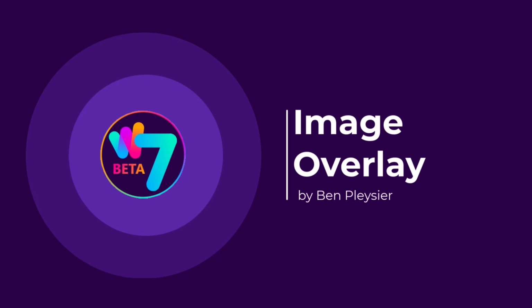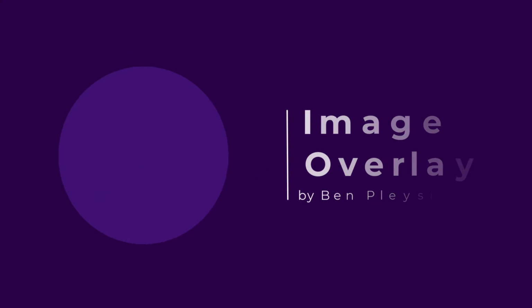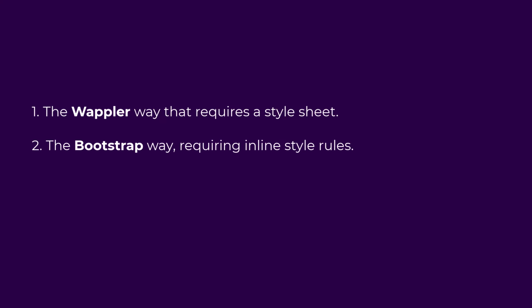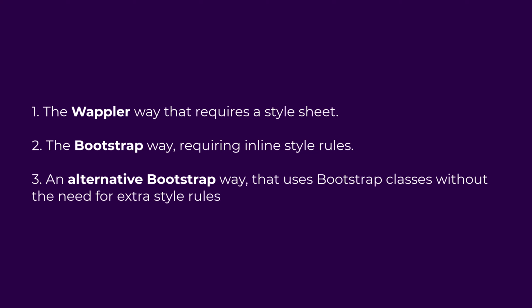Hello and welcome to this video, where I'll demonstrate 3 methods to style text that overlays an image. 1. The Wappler way that requires a style sheet. 2. The Bootstrap way, requiring inline style rules. 3. An alternative Bootstrap way, that uses Bootstrap classes without the need for extra style rules.